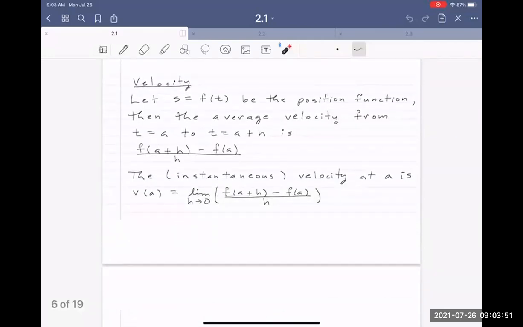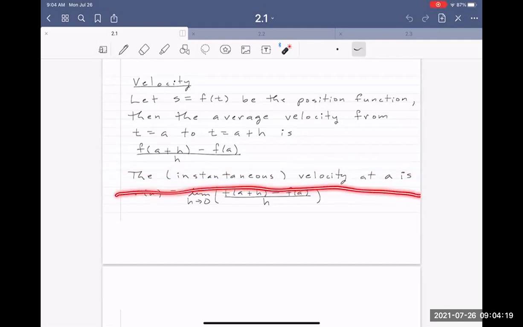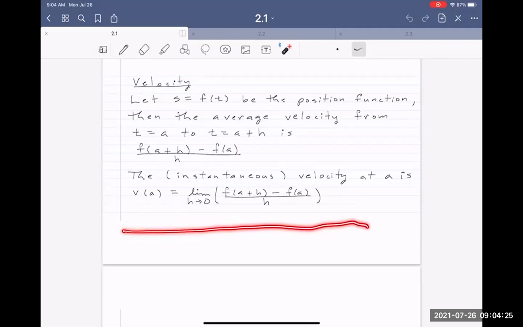Let's look at the same idea, but involving velocities. So let s equal f of t be the position function. Then the average velocity from t equaling a to t equaling a plus h is f of a plus h minus f of a divided by h. This should look familiar. The instantaneous velocity at a is denoted by v of a. The limit as h approaches 0 of f of a plus h minus f of a, all divided by h. Same as above.